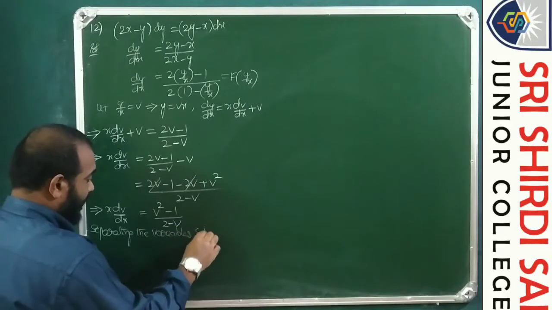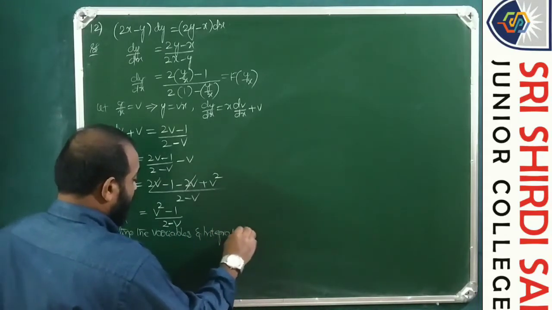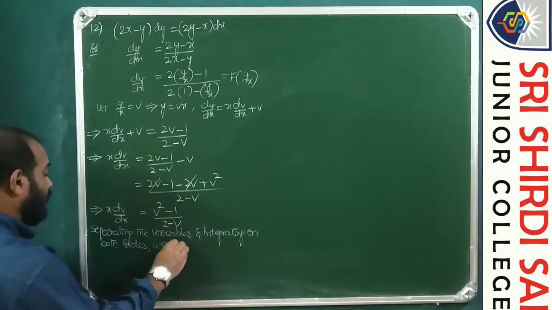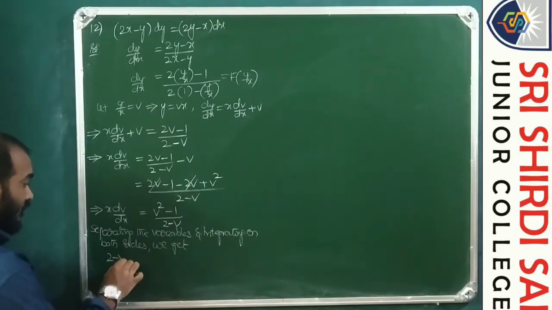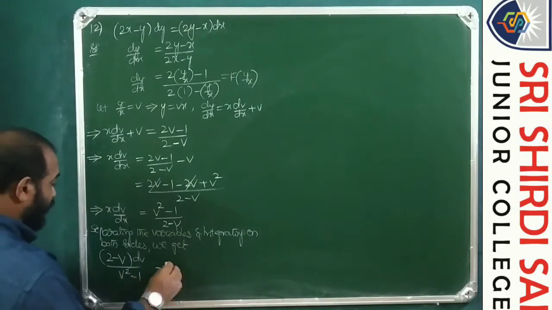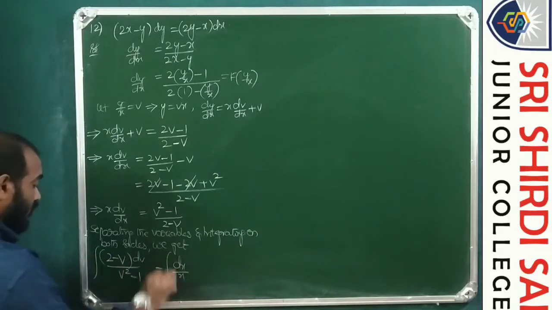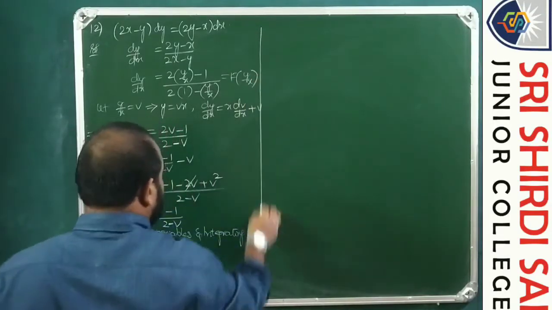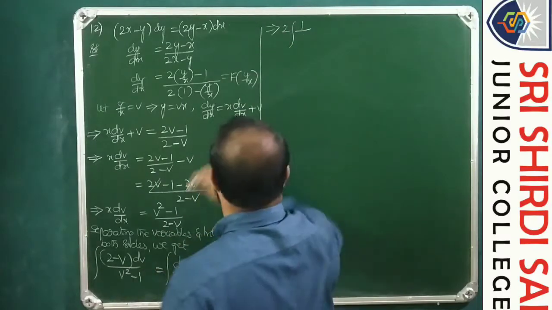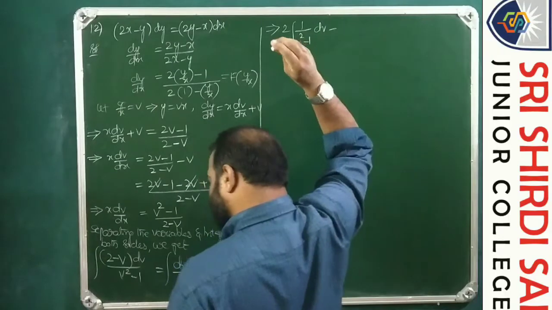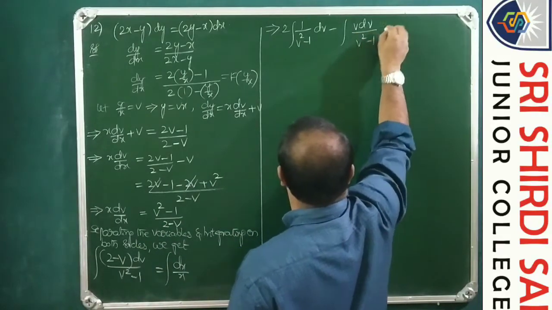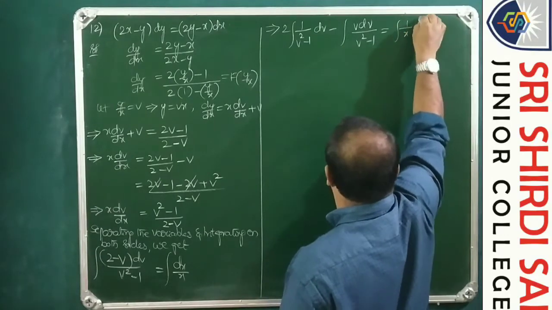and integrating on both sides, we get (2 minus v) dv by (v square minus 1) equals dx by x, integrating on both the sides. So this is 2 times the integral of 1 by (v square minus 1) dv, minus the integral of v dv by (v square minus 1), equals the integral of 1 by x dx.